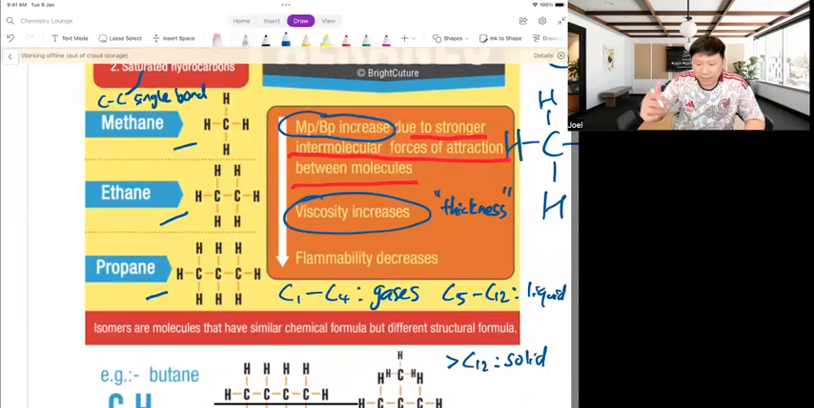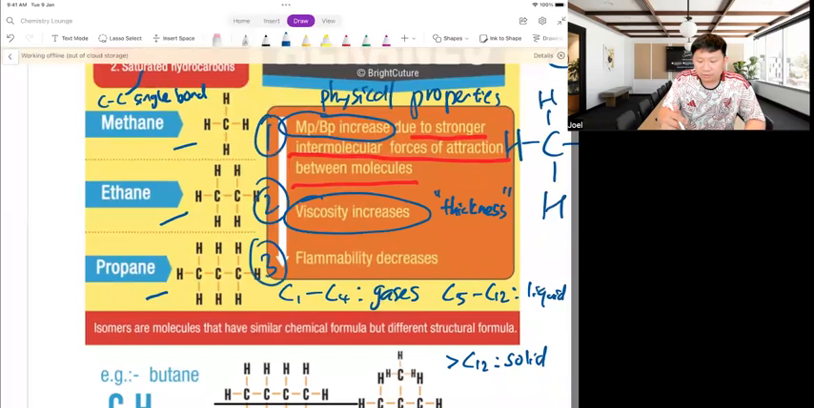Okay, and the last one that you need to learn. Anyway, all these, there are three. These are called physical properties. Physical properties, there are three. You need to memorize. Okay, 1, 2, and 3.